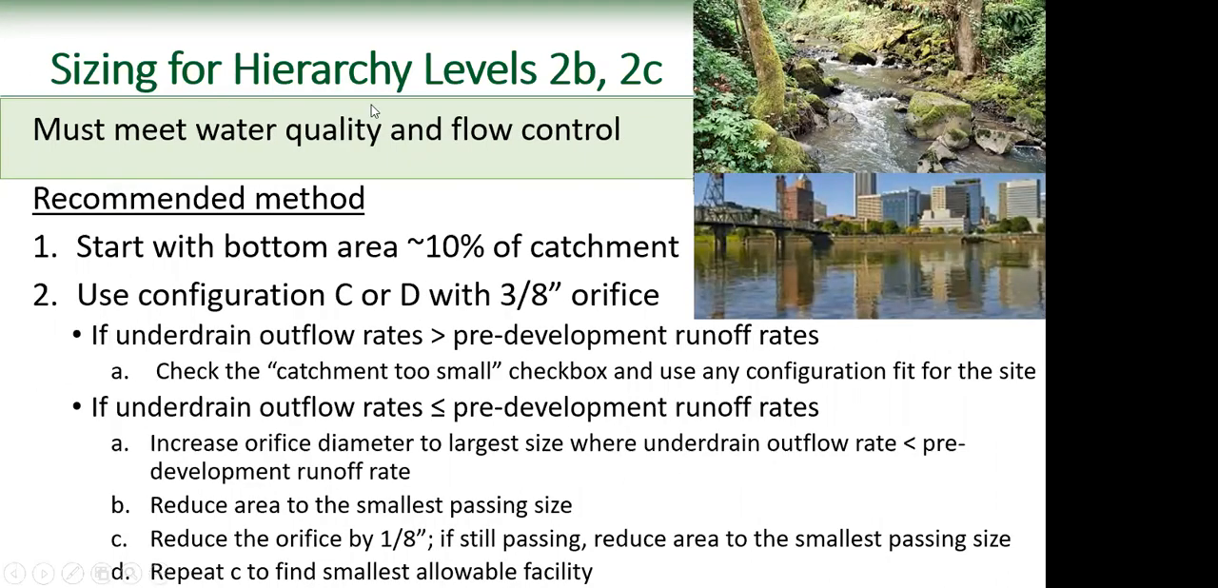And then once you've determined that, with 2B and 2C, you start with that 10% of the catchment area, you make that check, and then you increase the orifice diameter to the largest size where the underdrain outflow rate is less than the pre-development runoff rate. So you make that underdrain orifice diameter larger and larger until it fails. And then you bring it back down so it's still passing. And then you reduce the area of the facility to the smallest passing size.